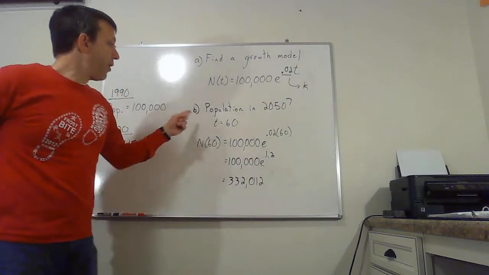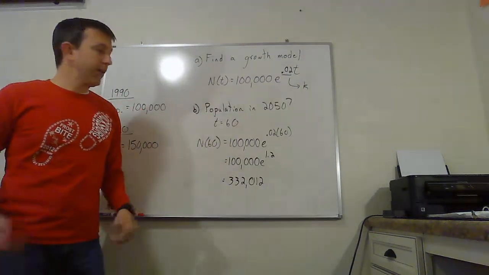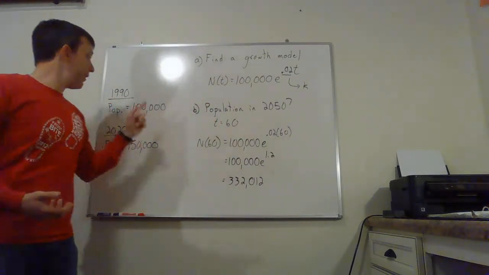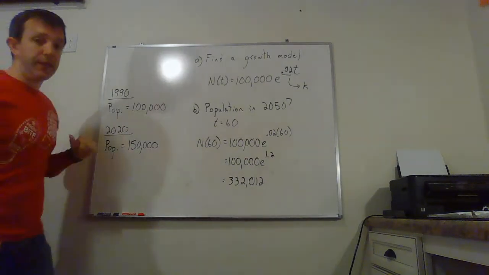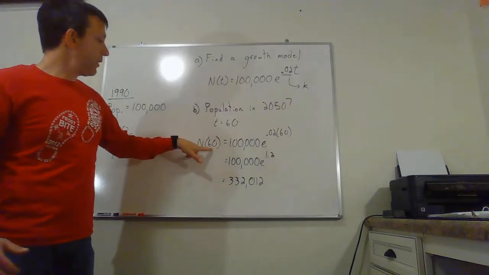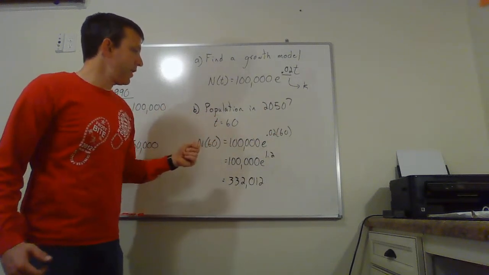Now for part B, I want to take my model and find the population in 2050. In the year 2050, t is going to be 60, because our initial year is 1990, and that's 60 years. You can subtract to find that. So I plug in 60 for t. I'm finding N of 60, so this is my function notation again.